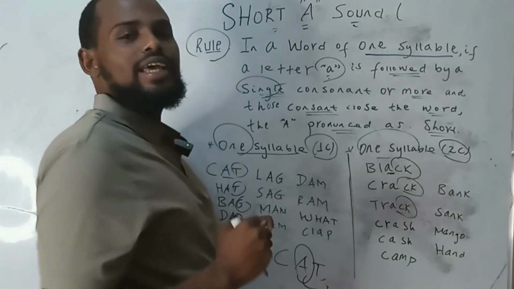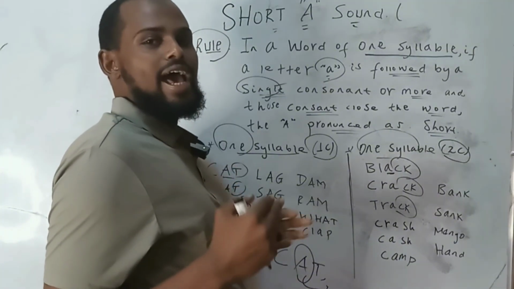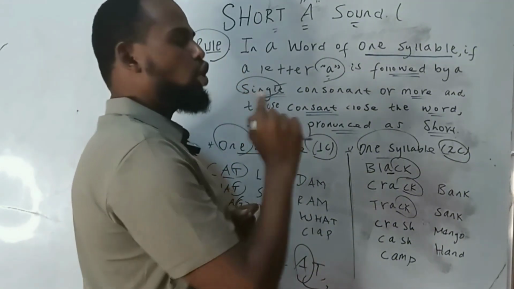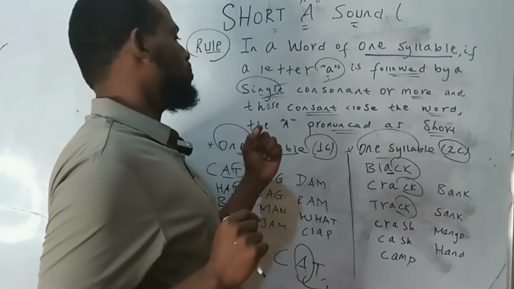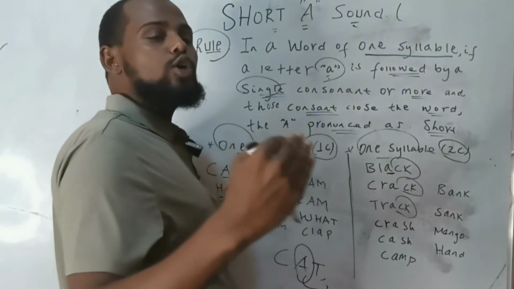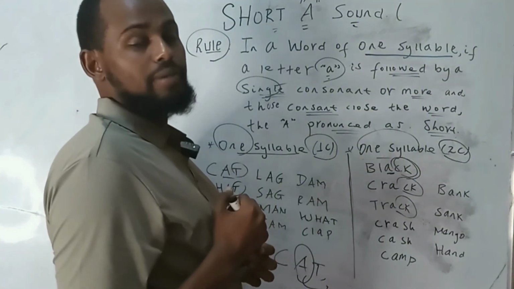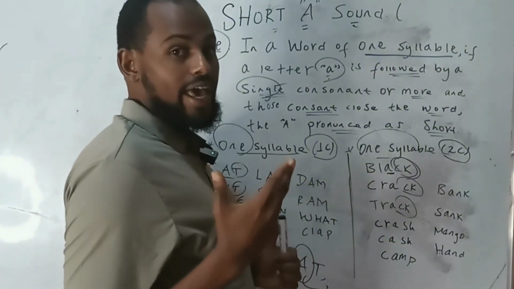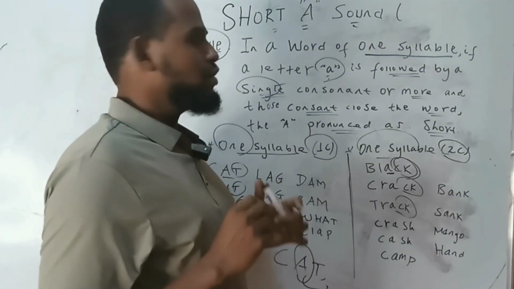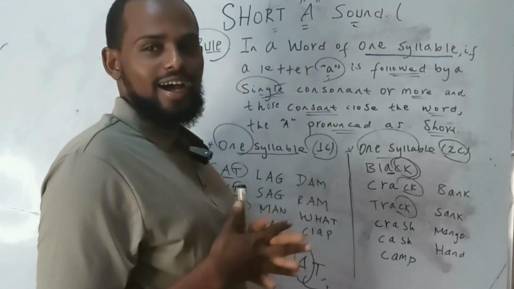This rule is called the closed syllable rule. Again, this rule is the closed syllable rule, and it states that in a word of one syllable, if the letter A is followed by a single consonant or more, and those consonants close the word, the sound of the vowel becomes the short sound. Therefore, here we have the vowel A, yeah? It is going to take its short sound, that is A. This is when we pronounce A as A.